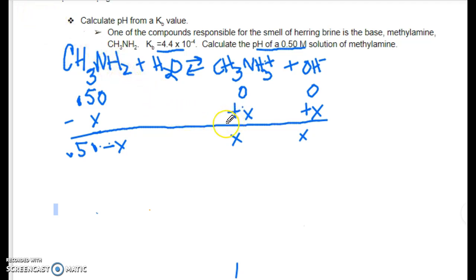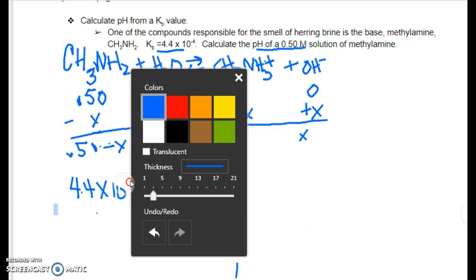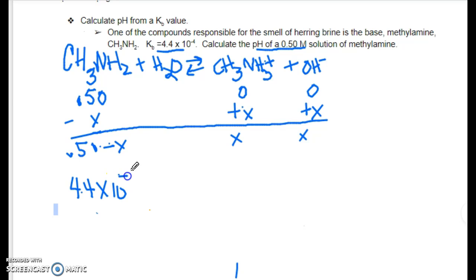So from our equilibrium, our Kb value is going to be substituted in, 4.4 times 10 to the minus 4th. And that's going to be products over reactants. So I'm going to have x squared over 0.50 minus x. Because the exponent of this is very small, I can just eliminate that minus x. It's going to be insignificant in comparison.